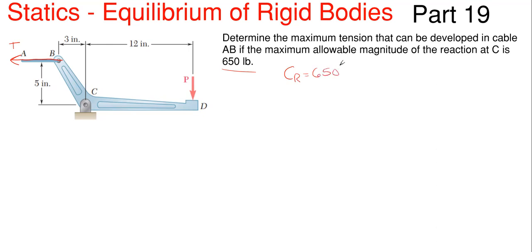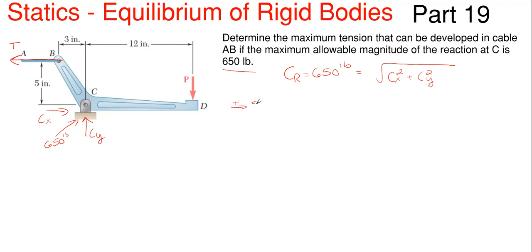So what this means is that that reaction is at some angle, 650 pounds. It is not saying that we know what our vertical reaction or our horizontal reaction, C sub X and C sub Y, are at point C. But C sub R will be equal to, if you remember from components and resultants, the square root of C sub X squared plus C sub Y squared. Well, what are C sub X and C sub Y?